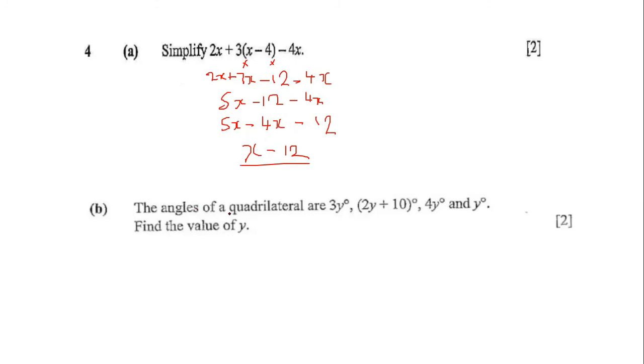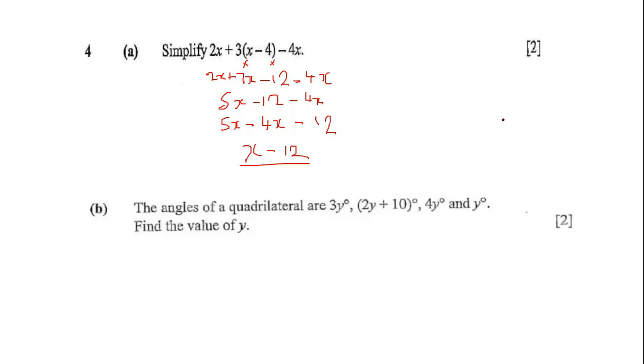So the angles of a quadrilateral are 3y, 2y plus 10, 4y, and y degrees. Find the value of y. Now, please note that a quadrilateral is a four-sided polygon. So you have to know by now that angles in a polygon add up to 360. So the total angles in a polygon add up to 360.